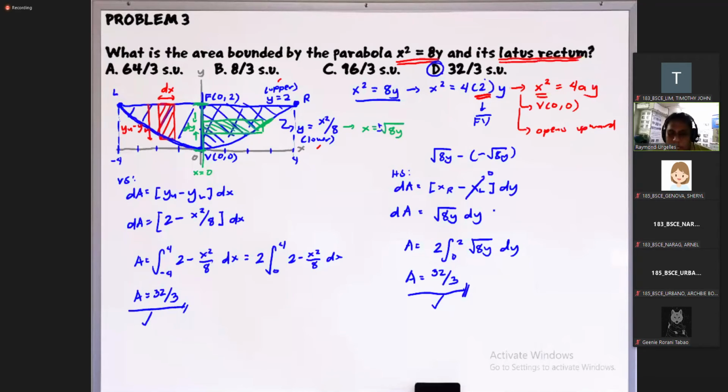Okay, so any questions? Okay. So syempre we have another way to solve this problem and that is by using direct formulas. Right? Okay ba?